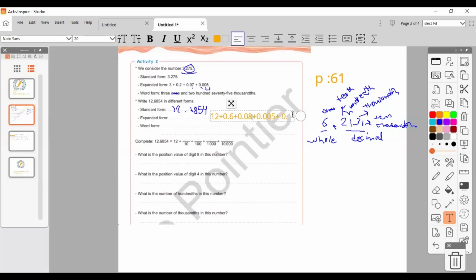It's the fourth digit after the point, so we should write 0.00. Then we write 4.